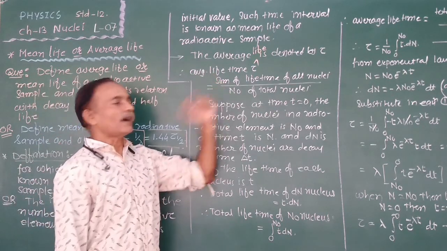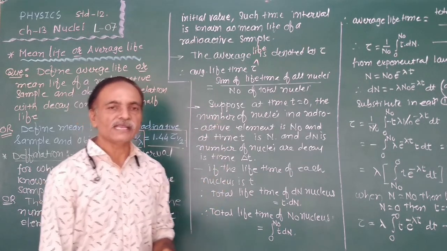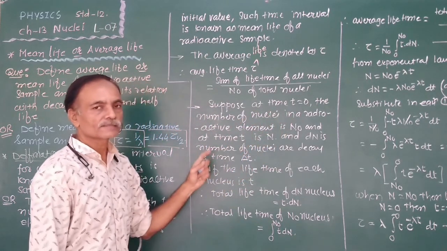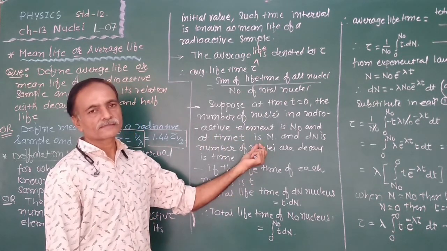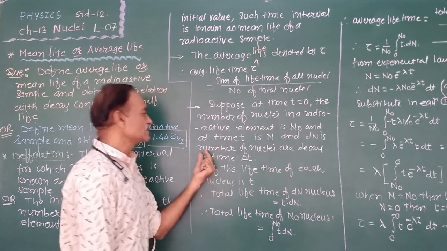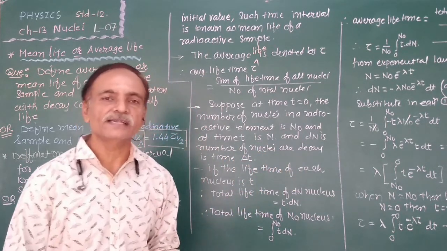Using this concept, now suppose at time t is equal to 0, the number of nuclei in a sample is n0, and at time t, the number of nuclei is n. And dn is the number of nuclei that decay in the time interval delta t.